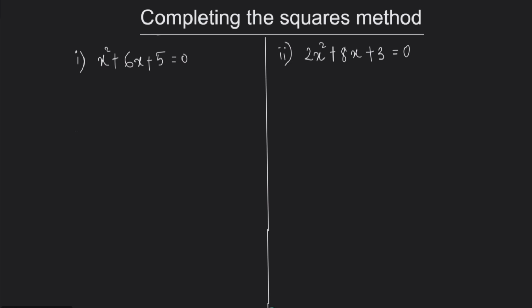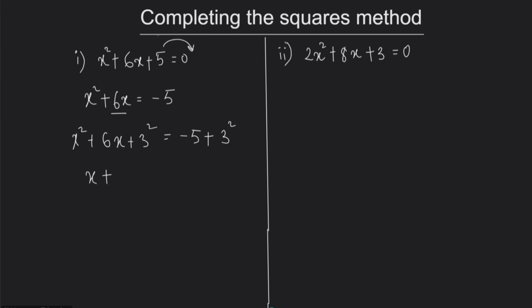The first step in this method is to move the constant term to the other side. So the equation now becomes x square plus 6x equal to negative 5. The next step is to look at the coefficient of x. It is 6 here. You have to do two steps, divide by 2 and then square it. So you get 3 square. So you need to add 3 square on both sides of the equation. So the equation now becomes x square plus 6x plus 3 square equals minus 5 plus 3 square. And it is very important to remember that you need to add 3 square on both sides.